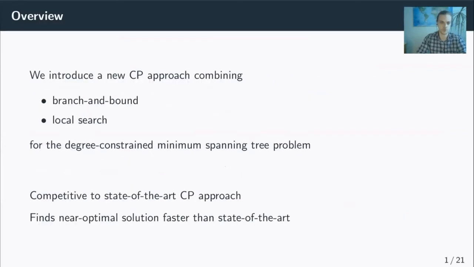We introduce a new CP approach which combines branch and bound search and an adapted local search for the degree constrained minimum spanning tree problem. We achieve competitive performance to the state-of-the-art CP approach and even find near optimal solutions faster than the state-of-the-art approach.